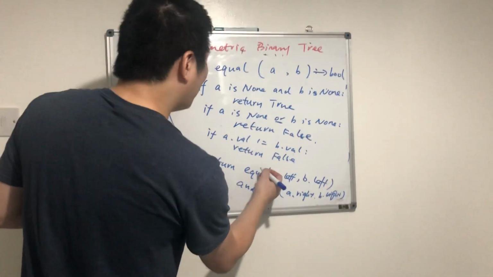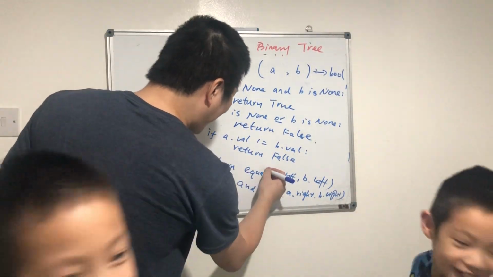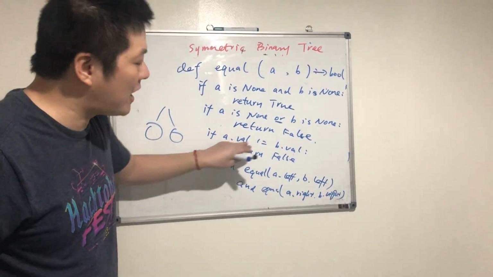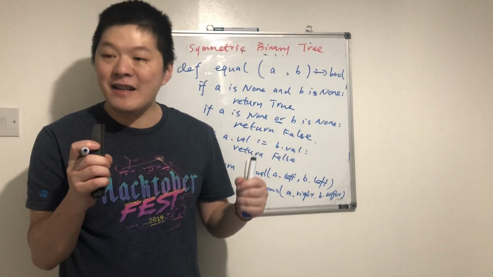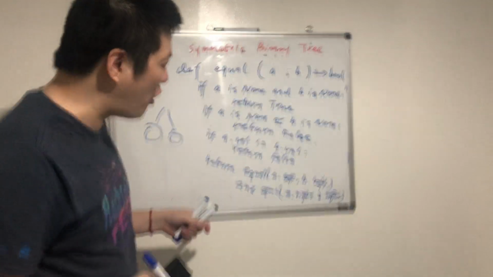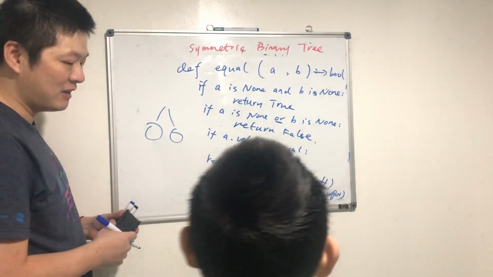How do you spell equal? Yeah, we forgot. This is a bracket code. Looks like a bracket. Okay.